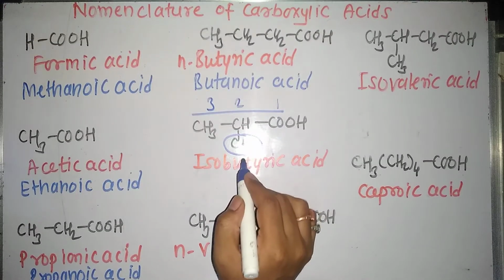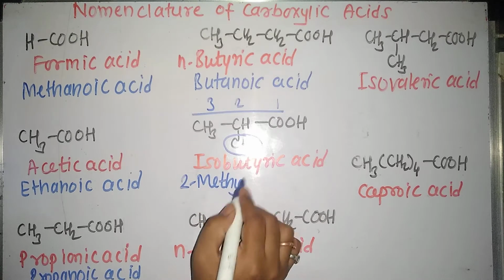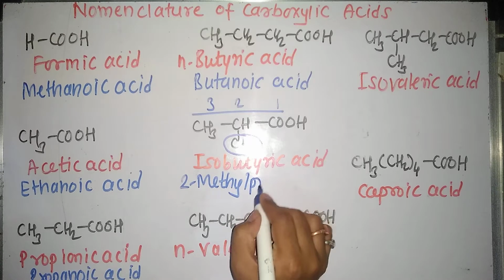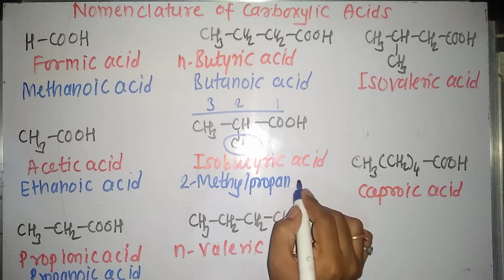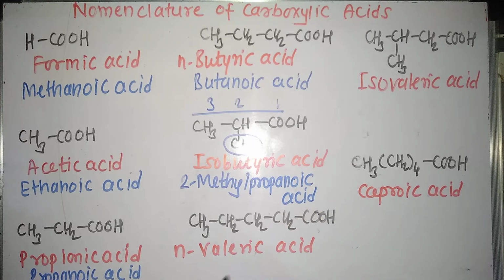So at position 2 I have a methyl, so the name will become 2-methyl. The longest chain contains a total of 3 carbon atoms. The three-carbon alkane is propane. Replace e by oic acid, so the name will become propanoic acid. Similarly, here a total of 5 carbon atoms are there. There are no substituents, so there is no need to number the longest carbon chain. How many carbon atoms do we have? 1, 2, 3, 4, 5. The five-carbon alkane is pentane. Replace e by oic acid, so the name will become pentanoic acid.